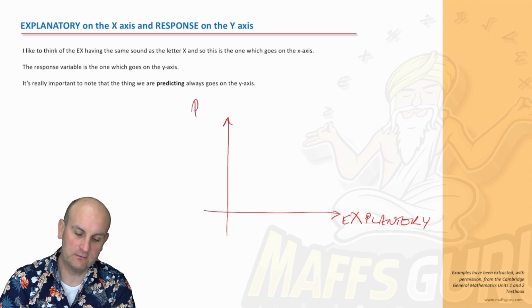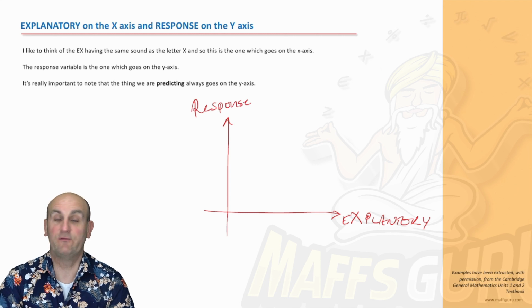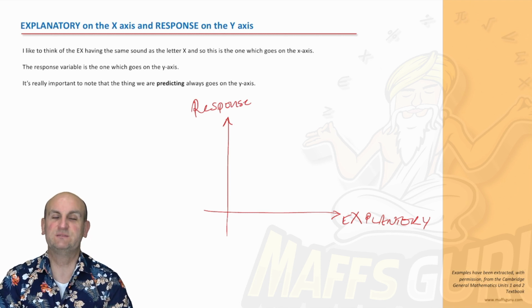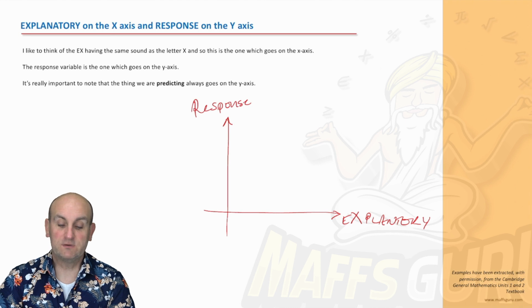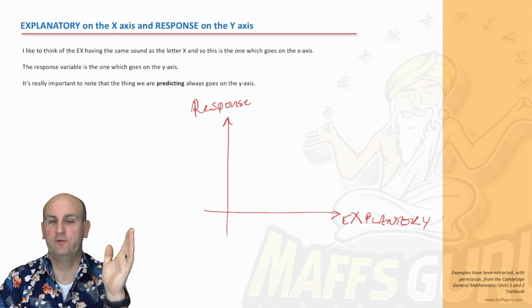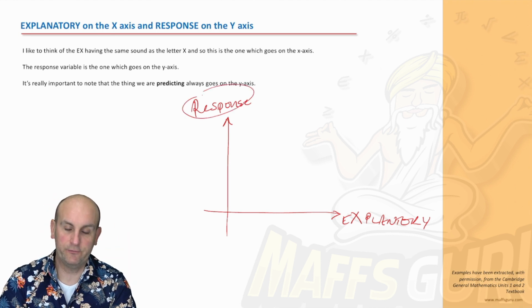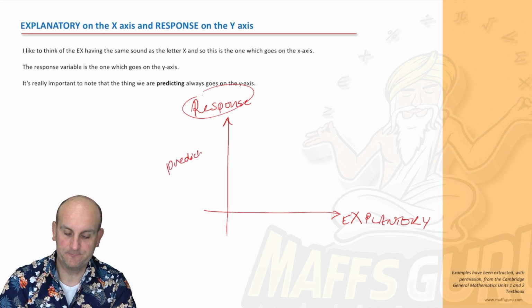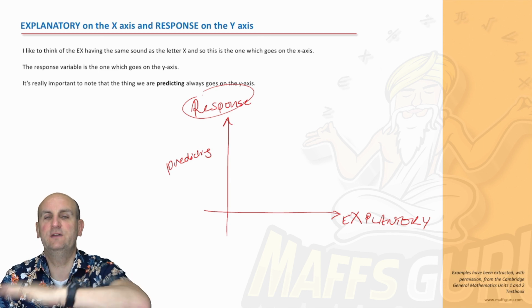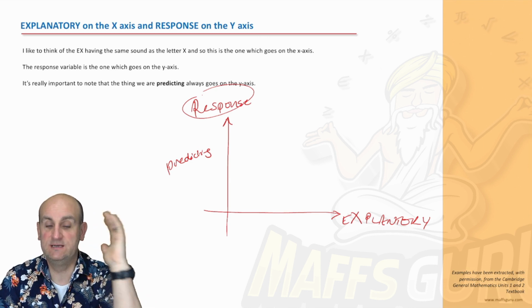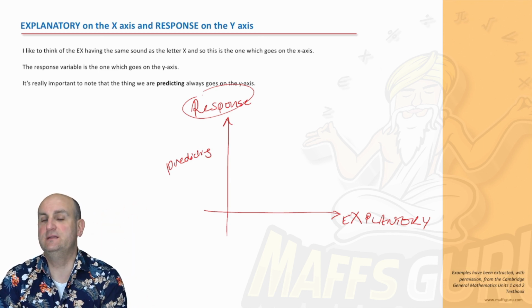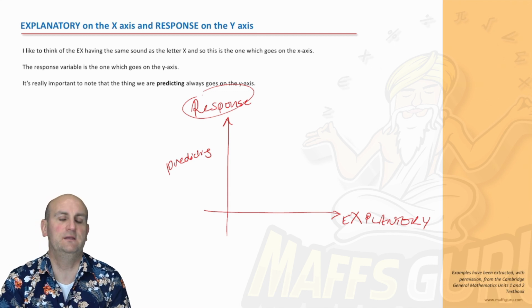Now you're going to say, is there a cute way of remembering response variables? Sadly not, because it doesn't have a y in it and it sounds a bit stupid saying responsey. So the response variable is the one that goes up. That's the one that responds, or the one that you are predicting. You've been given the explanatory variable and you're predicting the response variable. I keep repeating this because it is so important, particularly in further maths coming up.